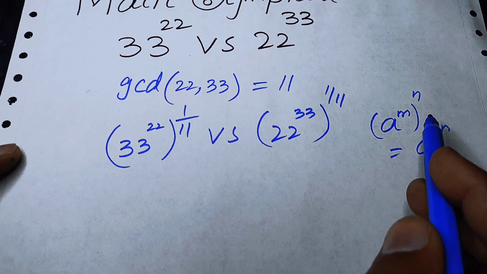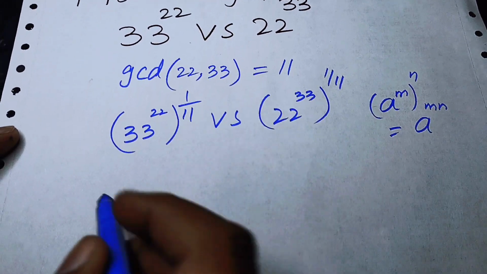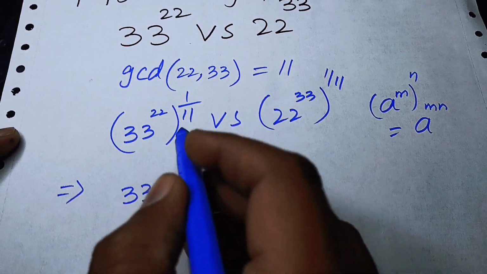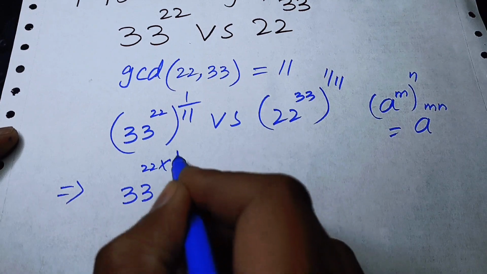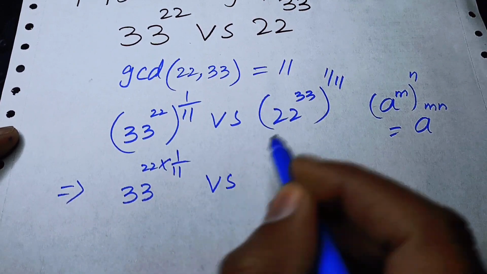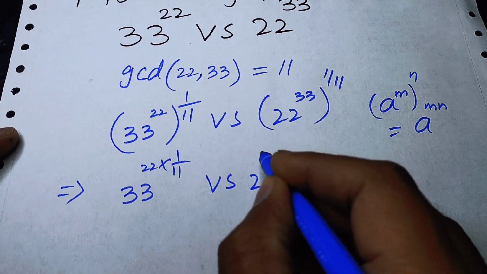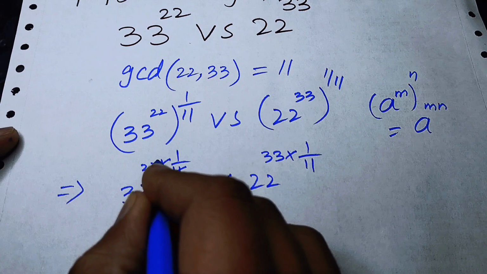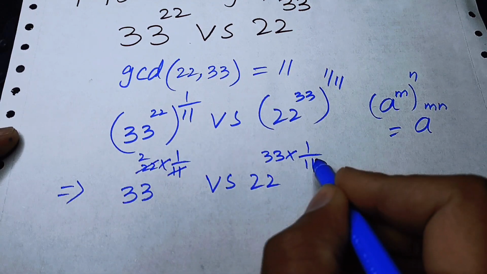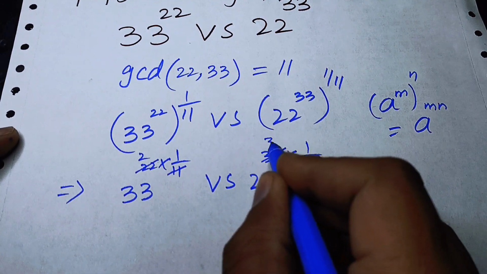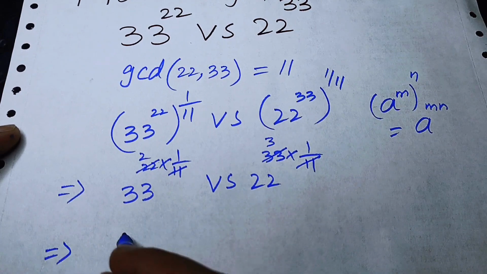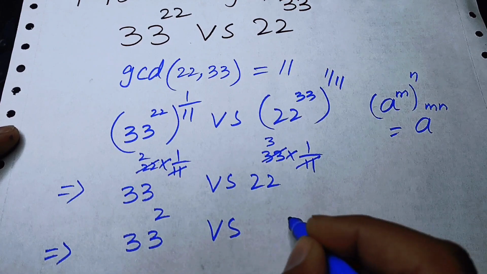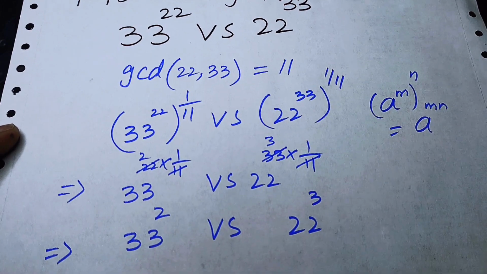Similarly, we apply this exponent law to both numbers, and we obtain 33 to the power of 22 multiplied by 1 over 11. Similarly, we multiply the exponents in the other number, 33 multiplied by 1 over 11. We know that 11 2s are 22 and 11 3s are 33. So here we obtain 33 to the power of 2 versus 22 to the power of 3.